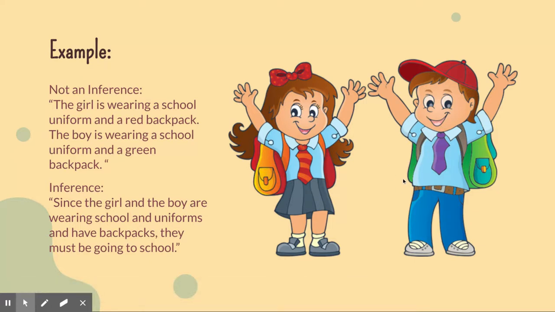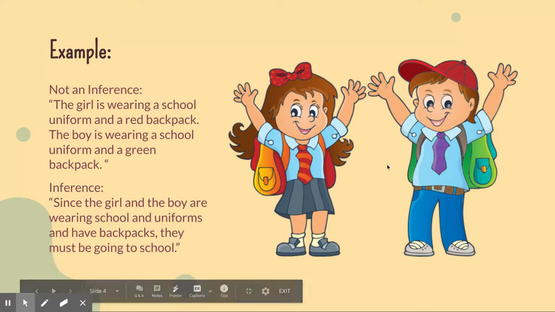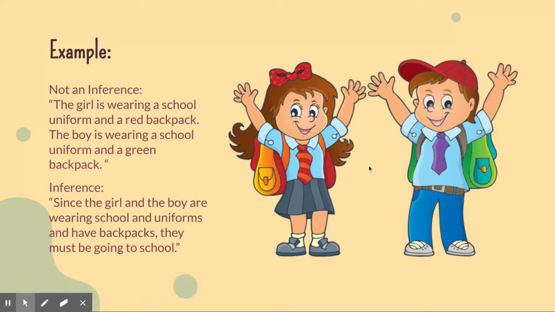We talked on Thursday about this picture, that the boy and the girl both had school uniforms on and they both had backpacks. But that's not an inference because that is something that we can point to. We can point to that backpack. We can point to their school uniform. But an inference about our picture, because we know to go to school you need your backpack, you need your school uniform or your school clothes.